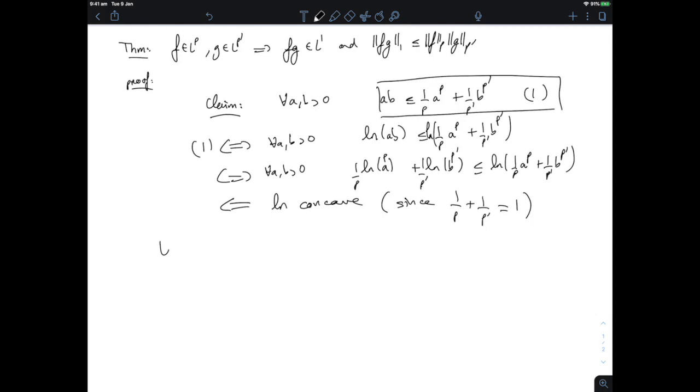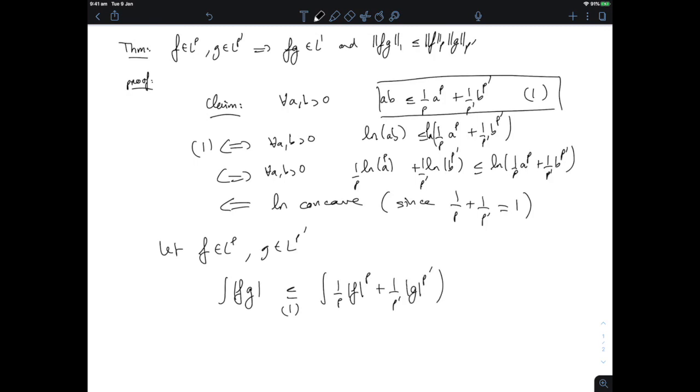Now, once we know that, we're just going to apply it pointwise. You take an f in LP, you take a g in LP prime, you start computing the integral of the absolute value of f times g, and you can use the claim to say that this has to be smaller than the integral of 1 upon p times f to the p plus 1 upon p prime times g to the p prime. I'm not writing dx, I'm on the real line so it's dx, but it could be d mu. This is completely independent of the choice of measure space that I'm using. And what I've got here, by the way, is 1 upon p times the norm of f in LP to the p plus 1 upon p prime times the norm of g in LP prime raised to the p prime. Now that holds for all f and for all g. So I could replace f by a multiple of f, not a problem.